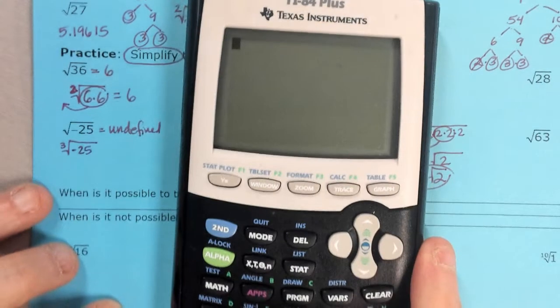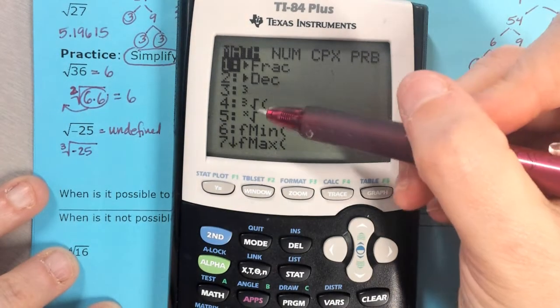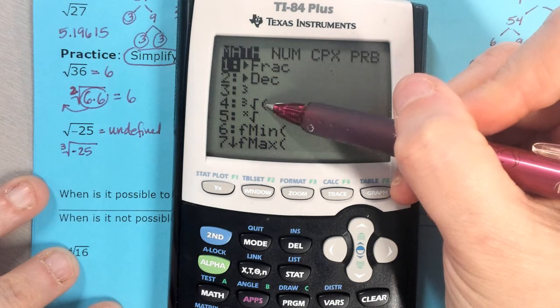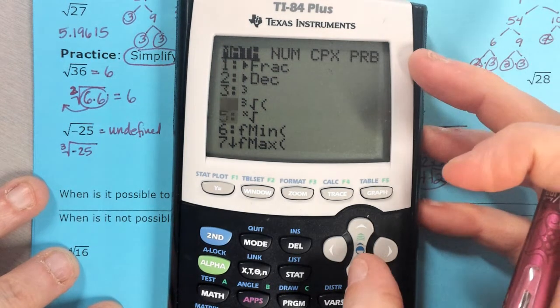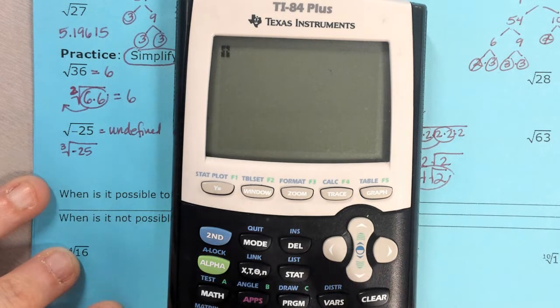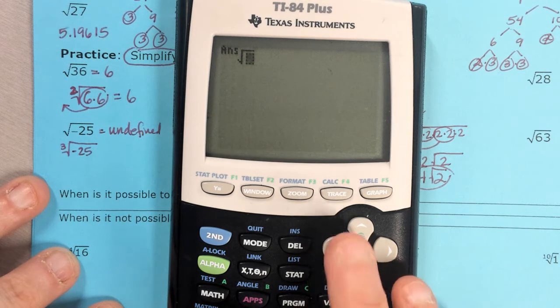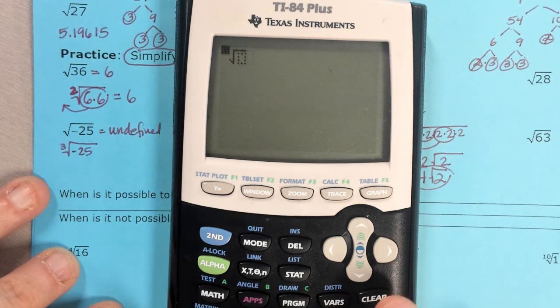Now, just for the heck of it, let's try the cube root of negative 25. Now, how do I do a cube root? Let me show you. I'm going to hit math. And you can do 4 for the cube root, or you can just jump straight down to 5, and that'll let you pick whatever root you want. Hold on. Nope, that's not it. Math, root there. Now, it says answer. I don't know why it's doing that.